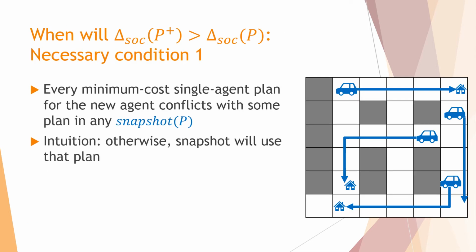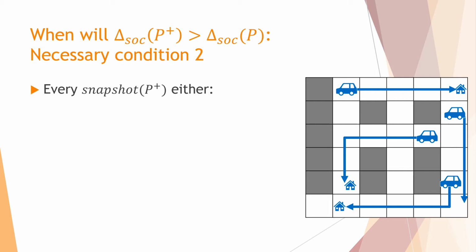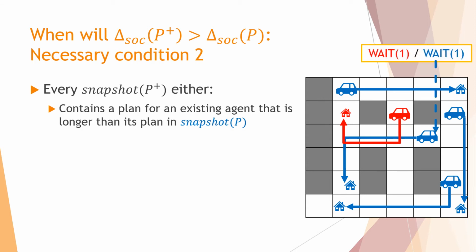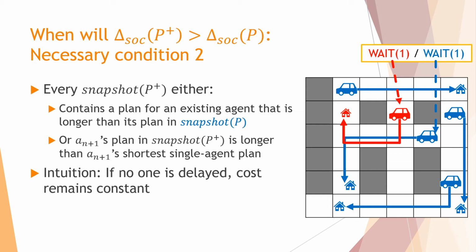Condition 1. Every minimal plan for the new agent has to conflict in some way with any snapshot optimal solution for P. Otherwise, snapshot would simply choose one of the non-conflicting plans for its solution to P+. Condition 2. When adding the new agent, every snapshot optimal solution must either delay one of the existing agents, or it must delay the new agent. Otherwise, it is possible to incorporate the new agent into a new solution without increasing the sum of costs.